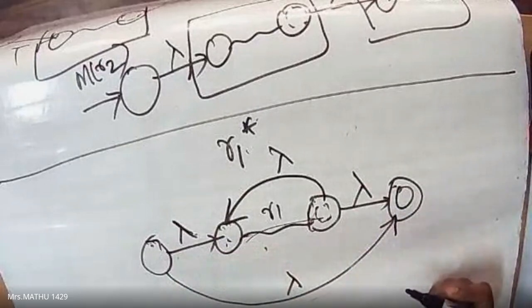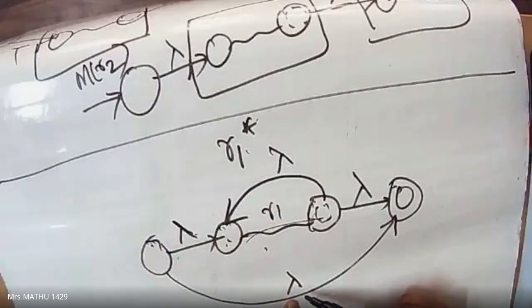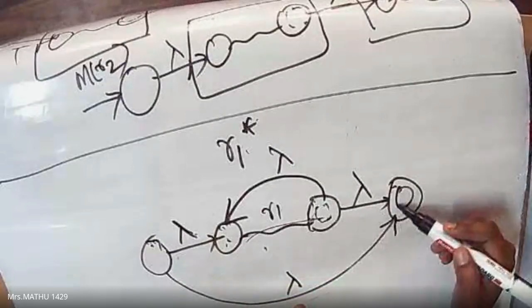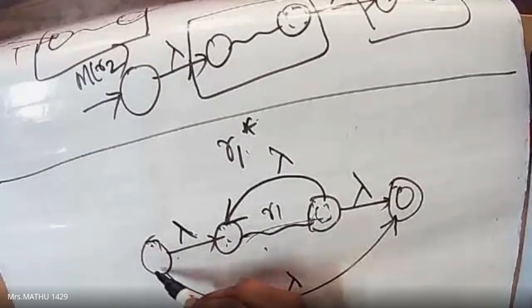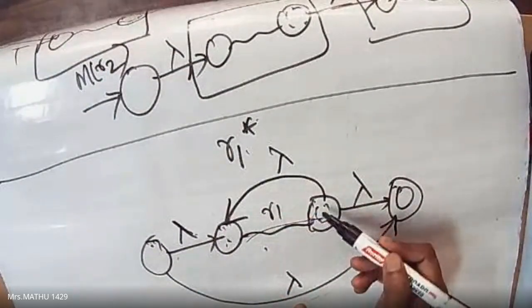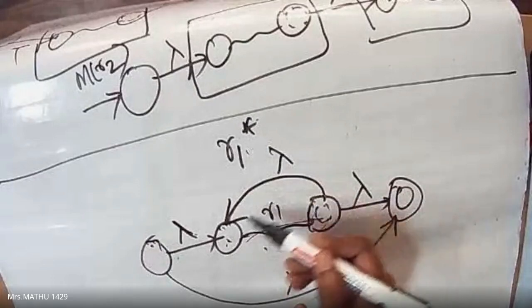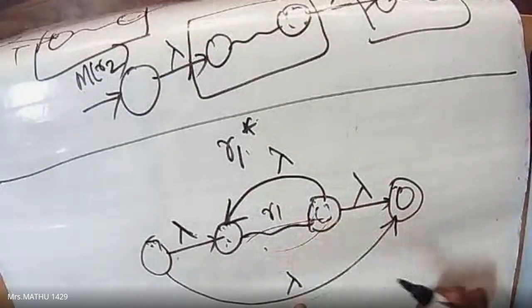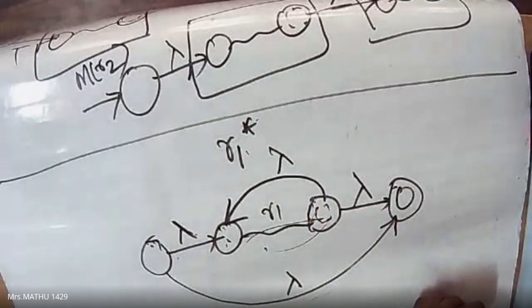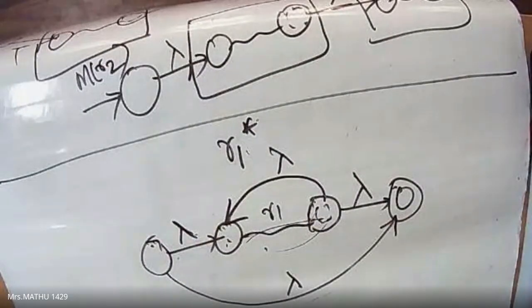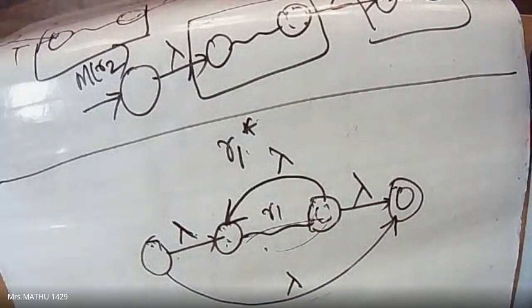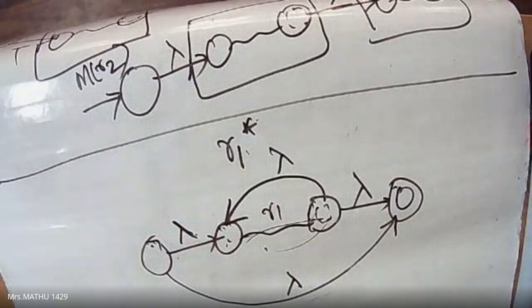Okay, so this is the final state. If it is occurring 0 number of times, then you can directly go to the final state. Otherwise, it will read for the first time and then keep on looping around to read any number of times. Okay, so now these are the general patterns on how we have to draw the regular expression. Now I will give you an example and I will show you how to draw it.